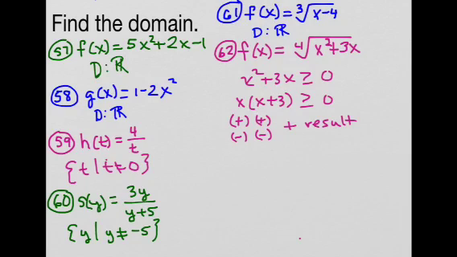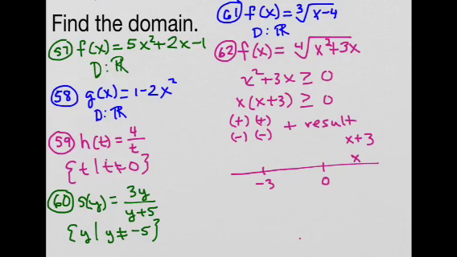So we need to find the zeros for each of the factors. So the 0 for the first factor for this one is 0. And the 0 for this factor is -3. So I'm going to place the two zeros on a number line. So this is -3 and this is 0. I'll place the first factor down here and then the other one right here.